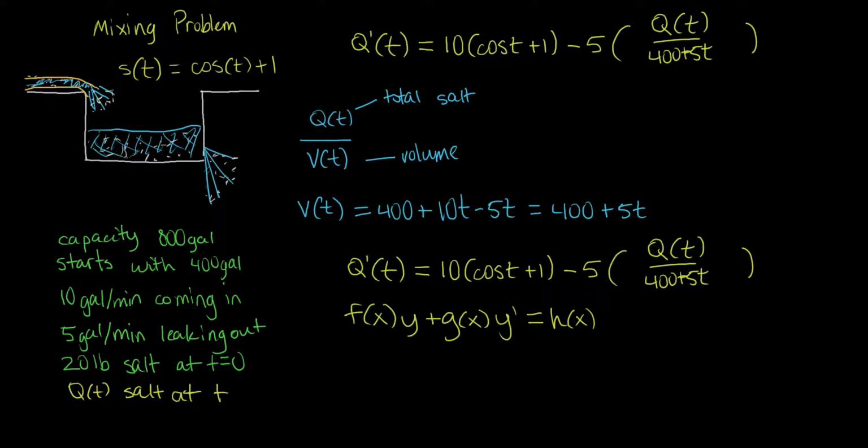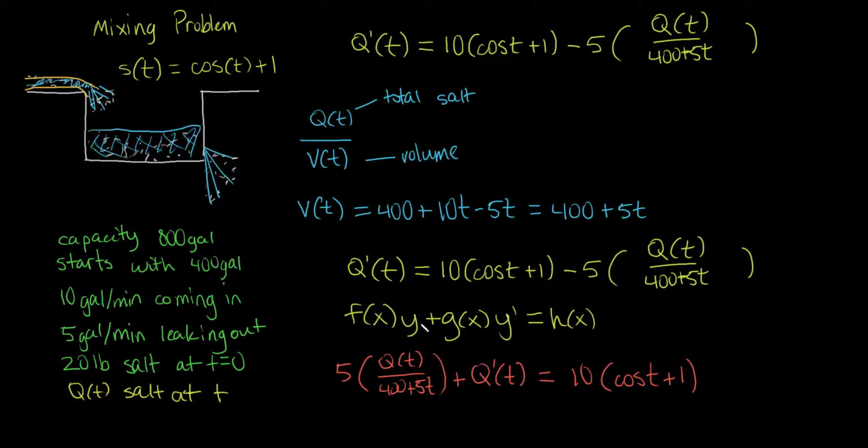So let's get a new color and do some quick rearranging here. If we add this 5 times q of t divided by 400 plus 5t, we'll have ourselves in this form. So let's add it. So we're going to get 5 times q of t divided by 400 plus 5t plus q prime of t, all equaling 10 times the cosine of t plus 1. So now we have our differential equation in this form.